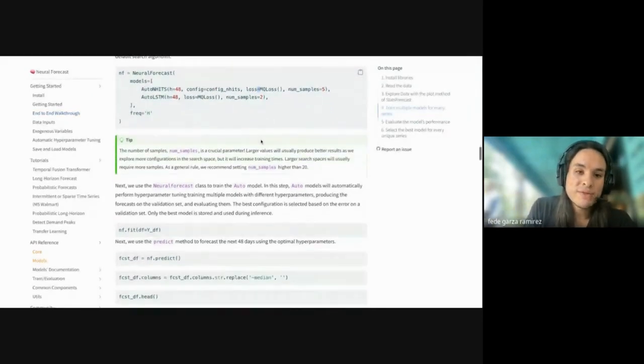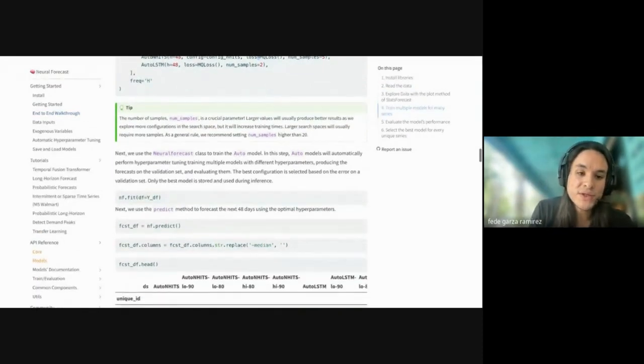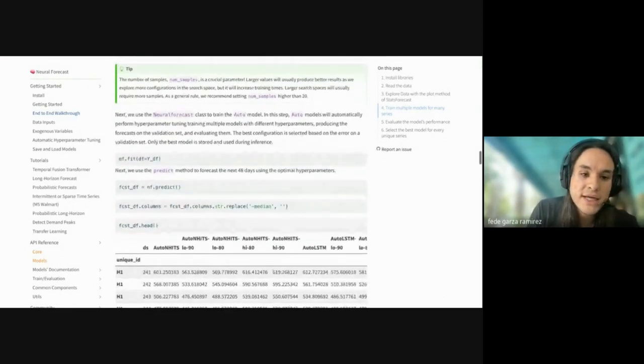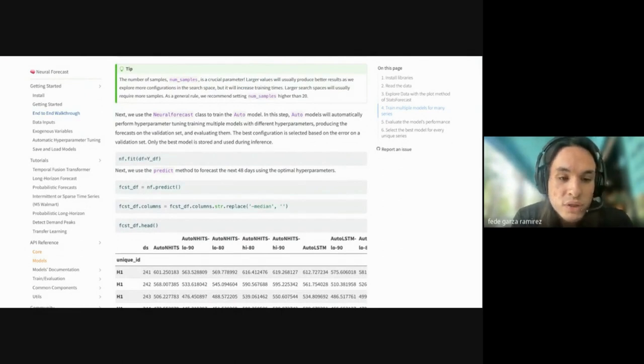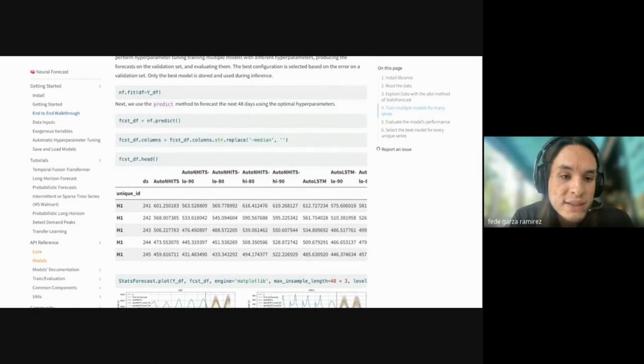After that, we simply have to use the fit method using the pandas data frame we constructed in the previous section. And once the fitting part is complete, we just have to call the predict method in order to recover the forecast. After that, you will have this output, which basically contains the forecast for each of the models, but not only the point forecast, but also the prediction intervals associated to those point forecasts.